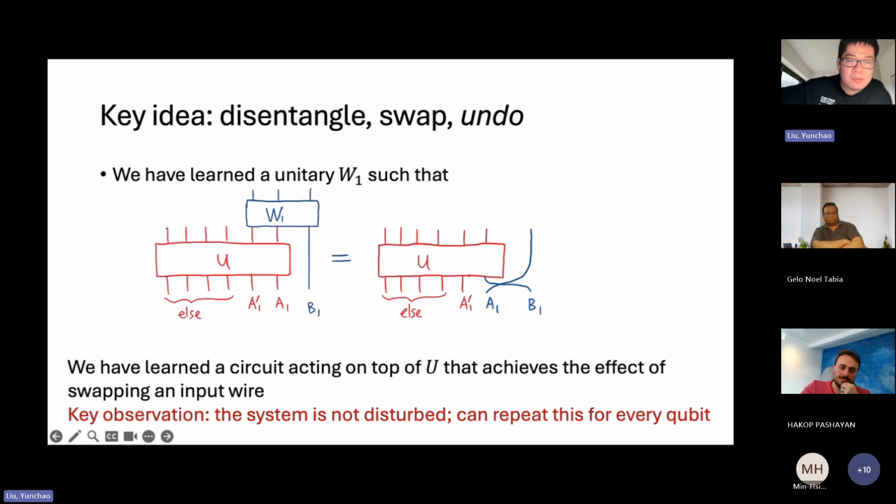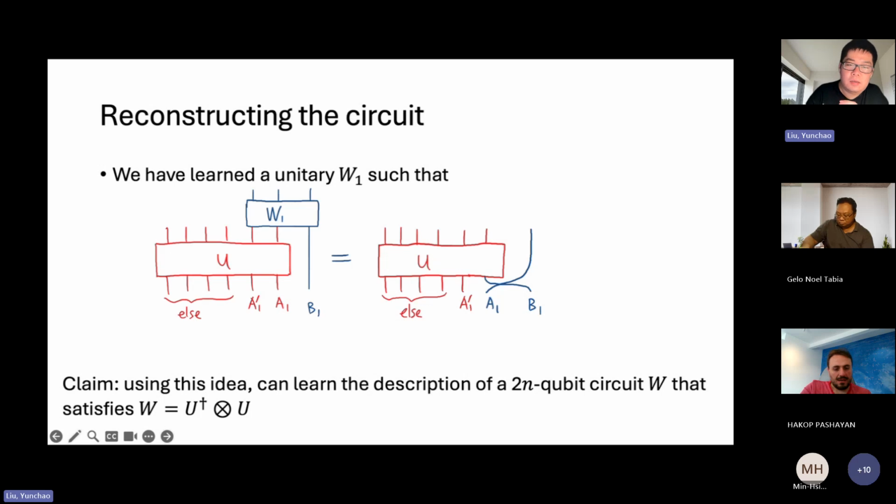Okay, so we have learned a circuit acting on top of U that achieves the effect of swapping an input wire. And this is very interesting because if we look at the system on the right-hand side, it looks like the system is not disturbed. And this means that we can repeat this procedure for every qubit. And actually, I claim that this idea works. Using this idea, we can learn the description of a circuit W acting on 2n qubits. And this circuit implements the function U dagger tensor U. So this is interesting because we have learned a circuit diagram that simultaneously implements the original unknown shallow circuit U and its inverse U dagger.